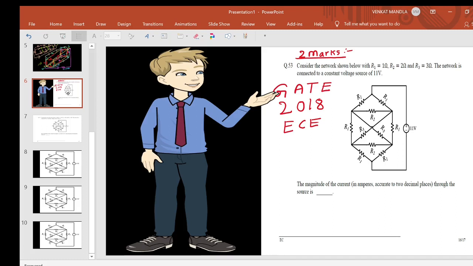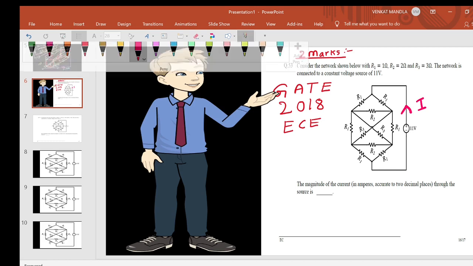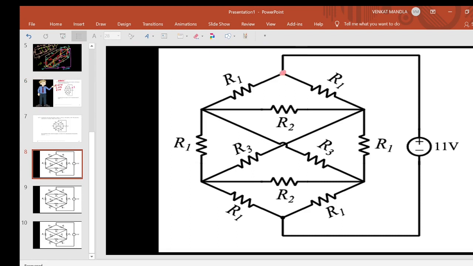This is the question. This question was asked in the 2018 GATE ECE paper. Here we need to find out the magnitude of the current through the source. This is the source. The current, let us say, I. The magnitude of that current I need to find out. Now, let us say this point is A and this point is B.